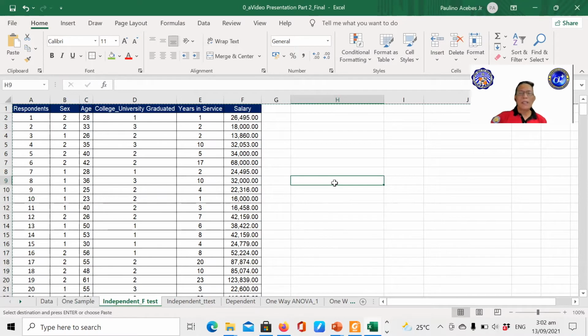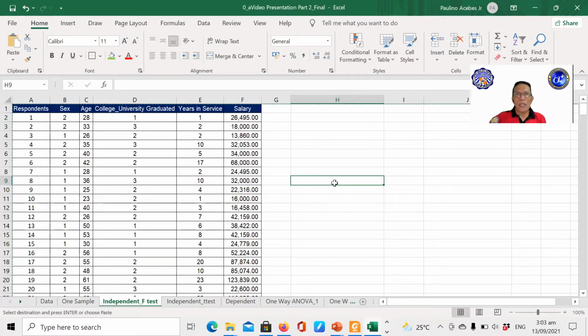Since the presentation of data here is mixed, they are not arranged, what we're going to do is arrange the data. And then before we compute the independent two-sample t-test, we are going to compute first the F-test. The F-test will test the two groups of independent samples if they have equal variances or unequal variances.